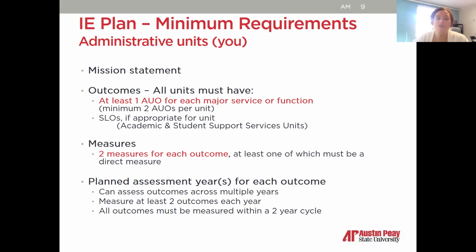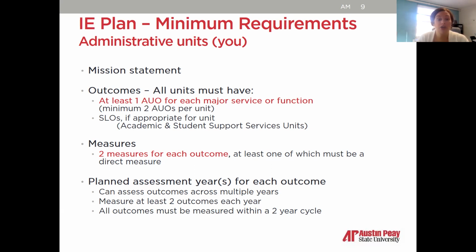Measures, we ask that you have 2 measures for each outcome. Now, we can be sort of flexible on this. There are some outcomes that there's really only one appropriate measure, or you don't have the capacity to do a second measure for different reasons. But you want at least 1 direct measure at a bare minimum.